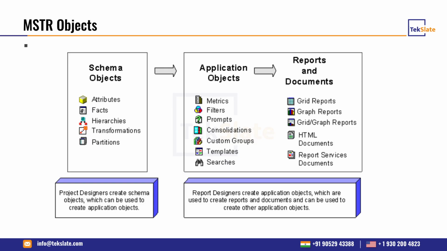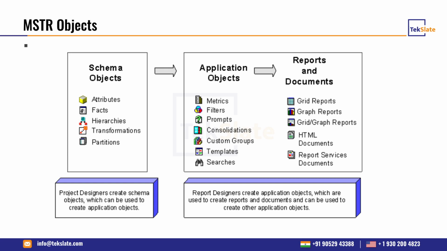This is our normal MSTR objects which is available here. The beauty of this particular BI tool is that they are providing a specific icon by which we are going to understand what that particular icon defines, a specific functionality of the particular object. So we have schema objects: attribute, fact, hierarchy, transformation, partition.